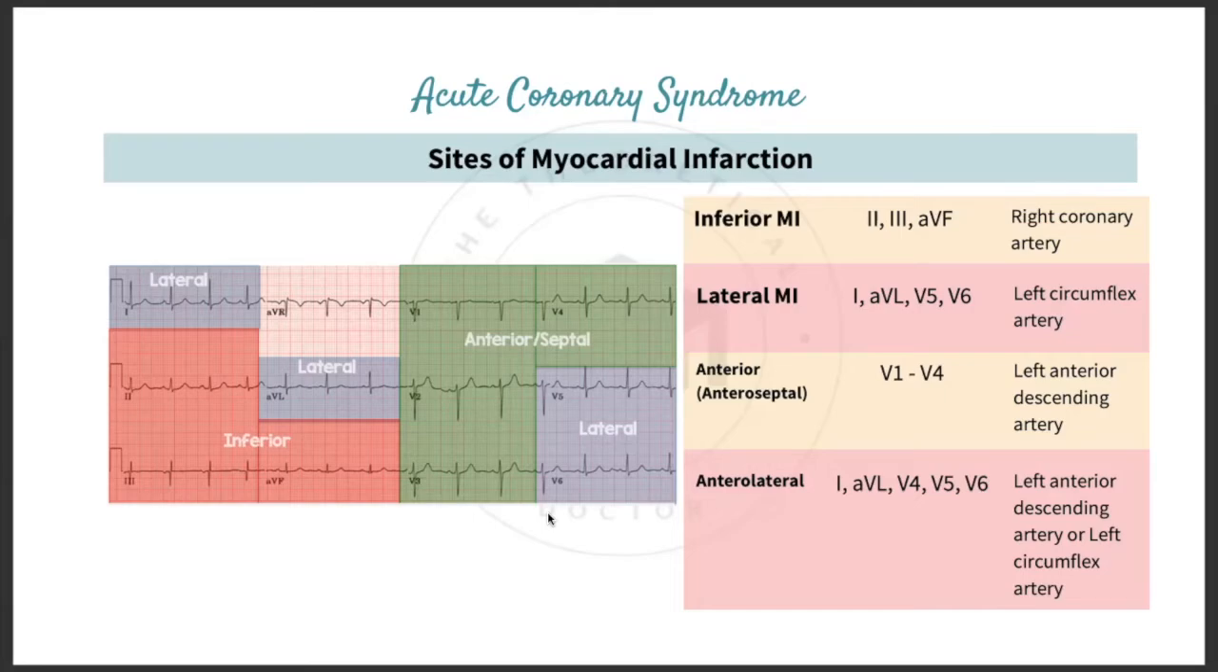And anterolateral, it's leads 1, AVL, V4, V5, V6. And it could be the left anterior descending artery or the left circumflex artery. Now, if you have trouble remembering the leads placement on the ECG, or if you have a photographic memory, then you can just remember this. Because for me, I get really confused with remembering the area and the leads associated with it. So for me, it's just easier to remember when I see an ECG, okay, this part here, it's the inferior part that's affected. Over here, it's anteroseptal.